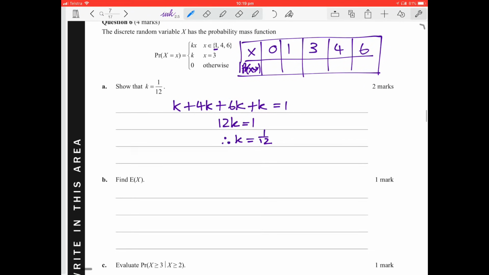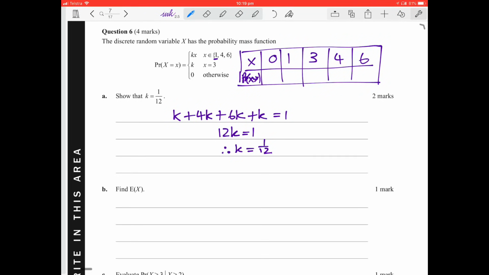Okay, find E of x. So we know what k is now. So that probability is 0. When x equals 1, our probability is k times x, and k is 1/12, so 1/12 times 1, which is 1/12. When it's 3, it is k, so that's 1/12. When it's 4, it's 4 times 1/12, which is 4/12. And when it's 6, it's 6 times 1/12, which is 6/12. And that makes sense because if we add across, we get 12/12.